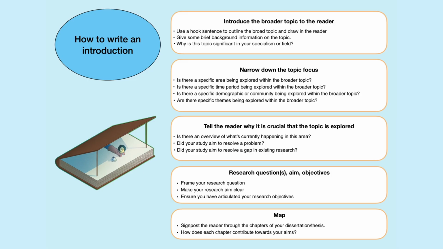Then it's time to tell the reader why it's crucial the topic is being explored. Is there an overview of what's currently happening in the area? Did your study aim to resolve a problem or resolve a gap in existing research? Then frame your research question or questions, your research aim and your objectives. And finally, a map. Signpost the reader through the chapters of your dissertation or thesis, and then think about how each chapter contributes towards your aims.